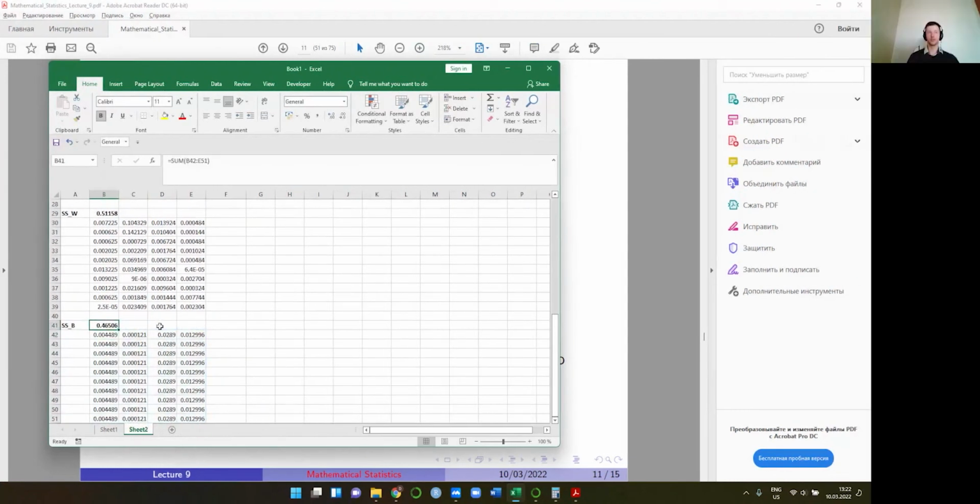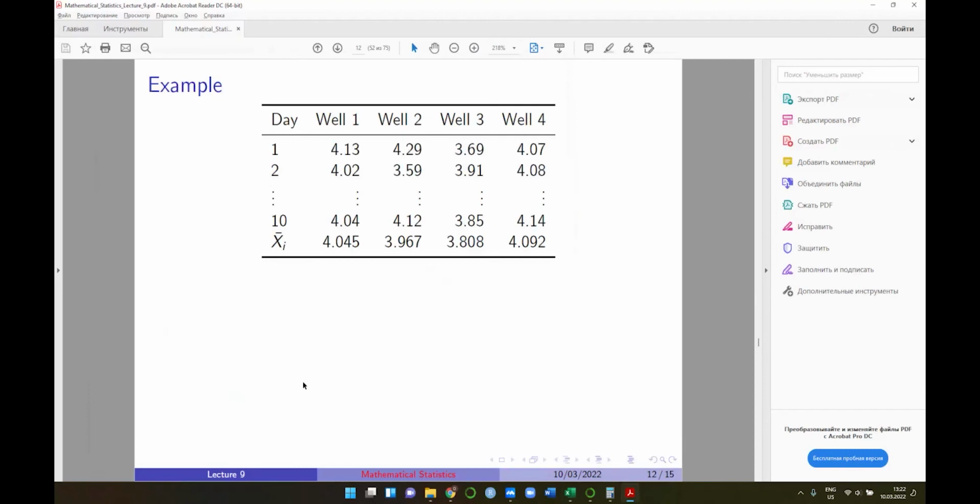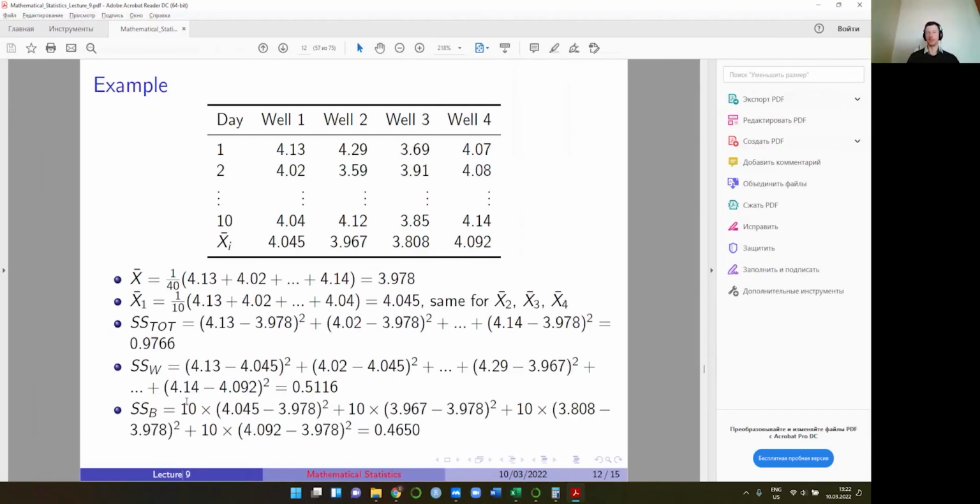Here, 46, 5, 0, 6. So here I made it slightly better. I just wrote that we multiply 10 by this difference, because as I said, for every row, we will have the same squared deviation. Here is the result.